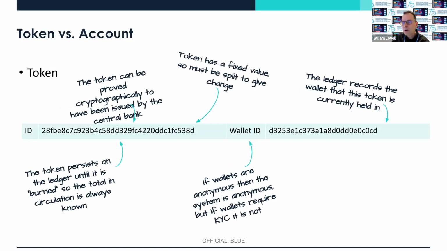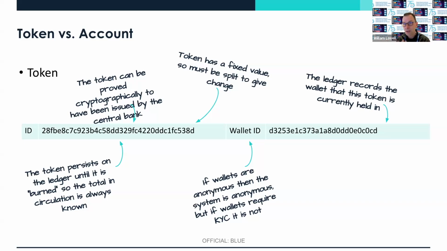And what you can see here is that we've got an ID there, which is the ID of the token that can be cryptographically proved to have been issued by a central bank. So this is very much like having a printed banknote that has anti-counterfeiting features in it, only it's applied cryptographically. It can have a fixed value, which means if you only want to spend part of the value of a token, some sort of change needs to be provided. There's a couple of ways of doing that.